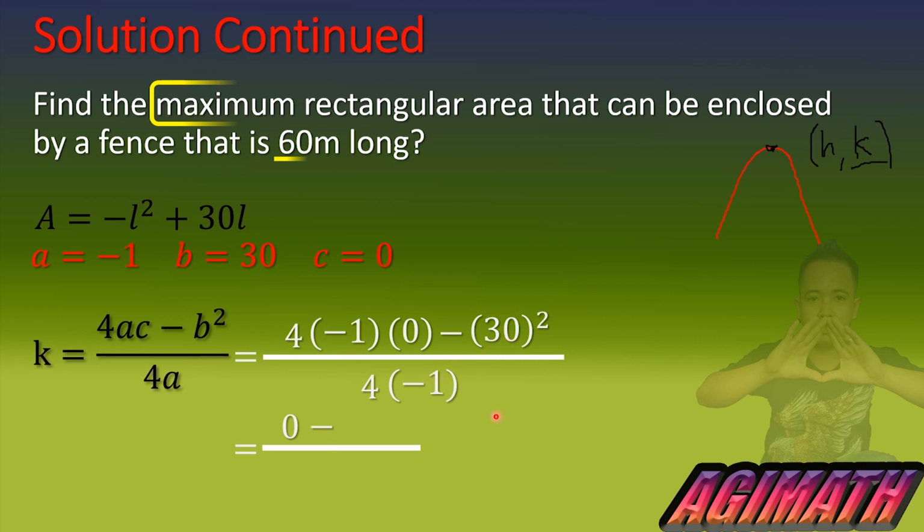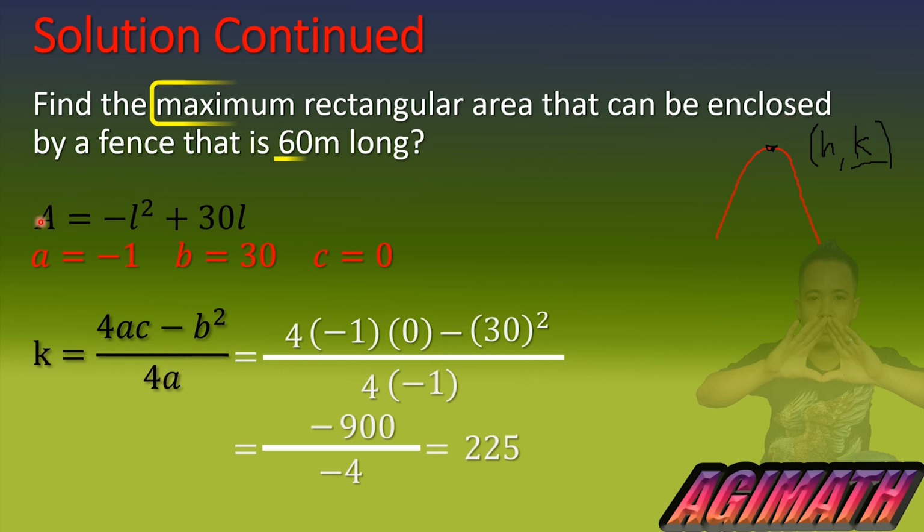Minus 30 squared, that is just 3 times 3. And then you add 2 zeros, so you have 900. And then in the denominator, you have 4 times -1, which is -4. Now 0 minus 900 is just equal to -900. Divided by -4, that is equal to 225.